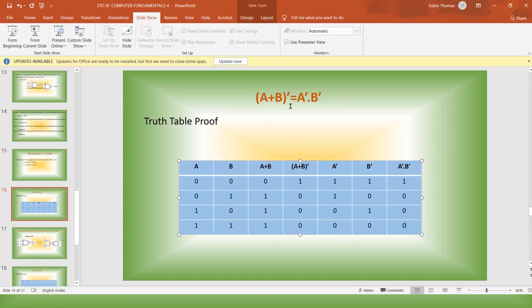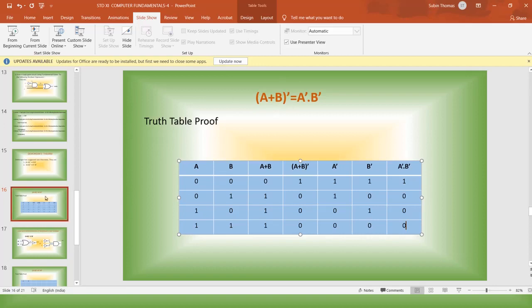A plus B can be done by using an OR gate. And its output you have to connect to a NOT gate to produce its negated value, which is equal to A complement into B complement. A you have to connect to a NOT gate, you will get A complement. B you have to connect to a NOT gate, you will get B complement. These two outputs you have to connect to an AND gate, and you will get the final output.